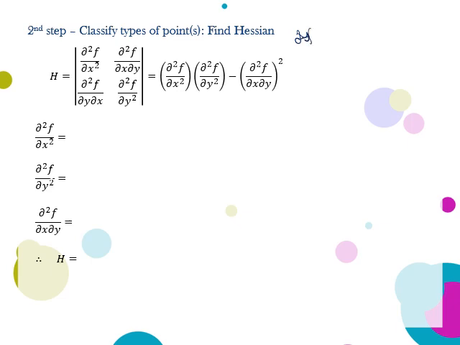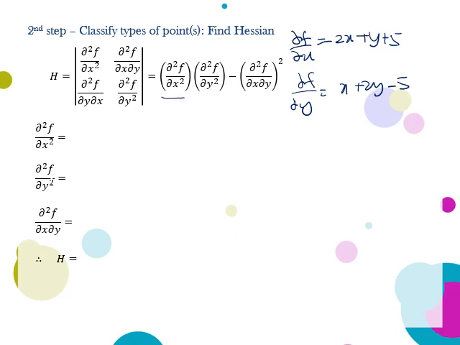So we have del f over del x equal to 2x plus y plus 5. We set it equal to 0. Since we need to find another derivative, del f over del y, we have x plus 2y minus 5. To get the Hessian, we need to find del square f over del x square, del square f over del y square, and also del square f over del x del y.